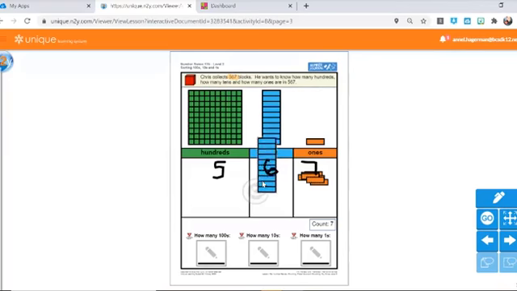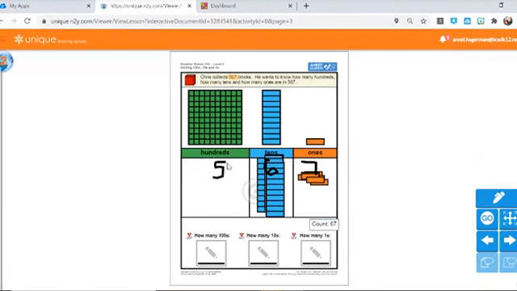So let's count 6 tens. 10, 20, 30, 40, 50, 60. All right, we're almost done. Let's go to our neighbor column, the hundreds place.